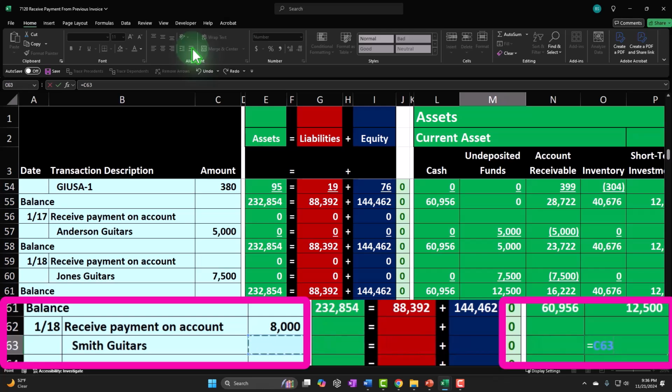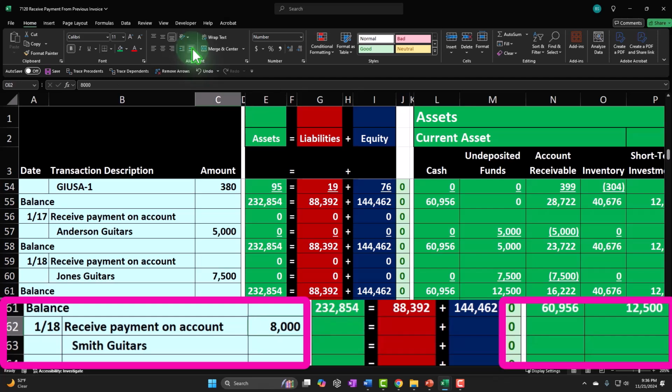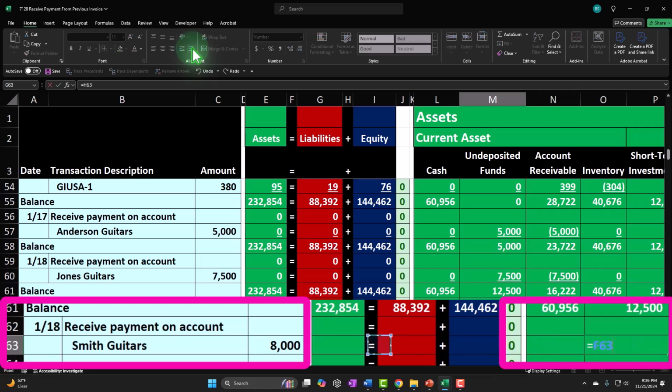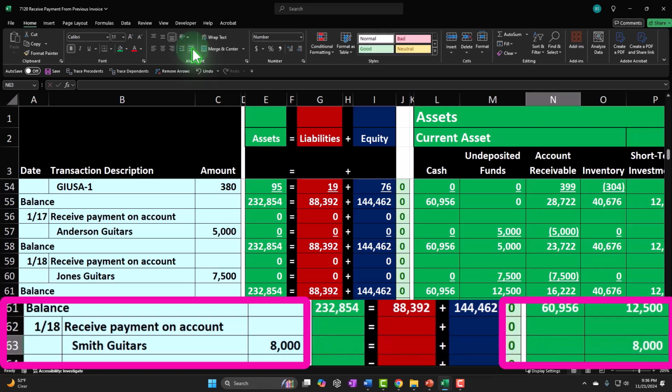And I'm on the wrong line. Maybe I should put the 8,000 down here to be consistent. Just put it down here. Not everything should be lined up properly. All right, and then accounts receivable is going to go down.